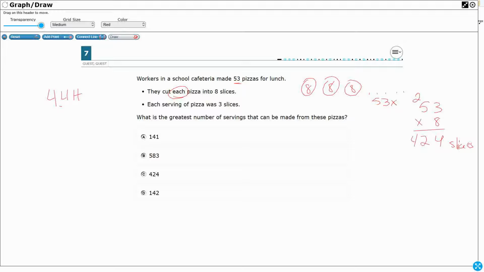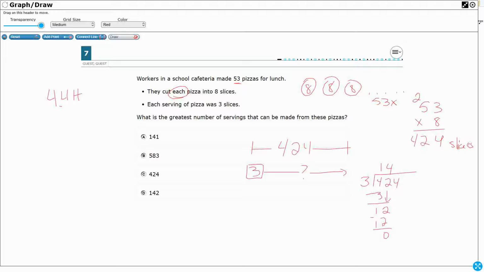So I need to take that 424, and my question is how many servings of 3 can I get out of it? How many threes can I pull out of there? All right, well, that looks like we're going to divide. Because I've got my total, and I've got the number in each part, I'm looking for the number of groups. So let's divide 3 into 424. And this is where we need to utilize our long division skills.